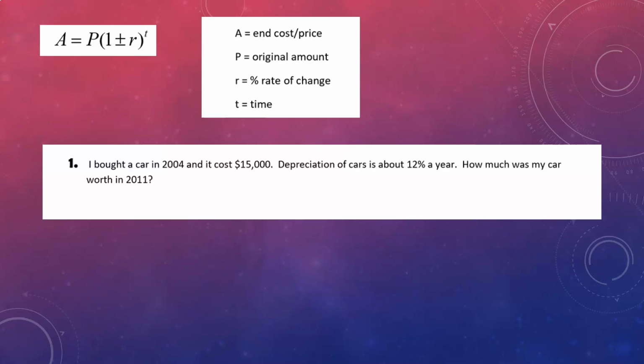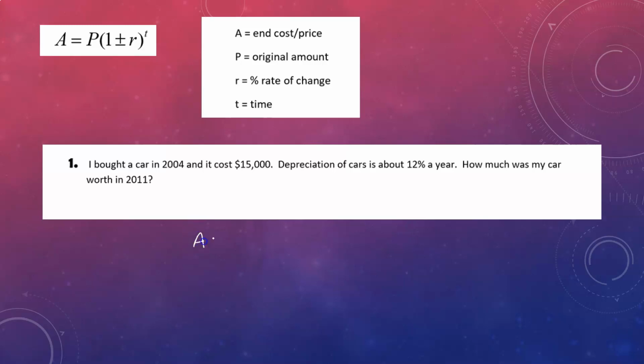So all we're going to do is plug and chug. You're going to need a calculator here. We're going to use some pretty large exponents that won't be fun if you have to do them on paper. So number one, I bought a car in 2004 and it cost $15,000. Depreciation of cars is about 12% per year. How much was my car worth in 2011? So that's 7 years.